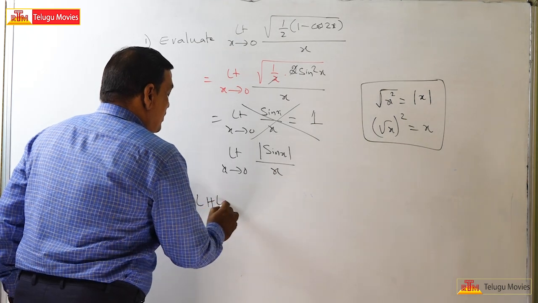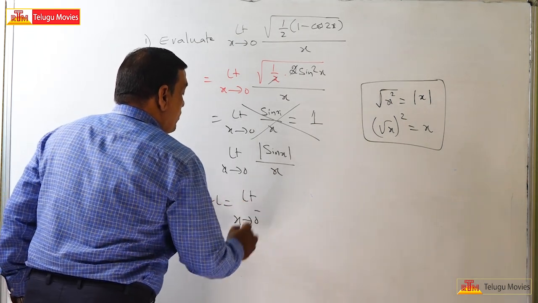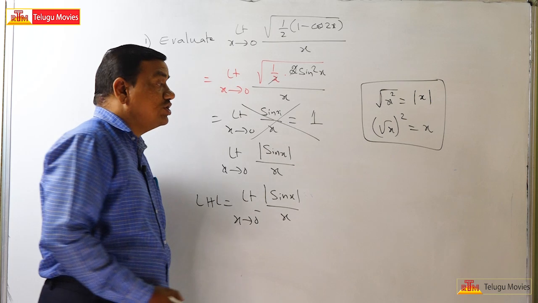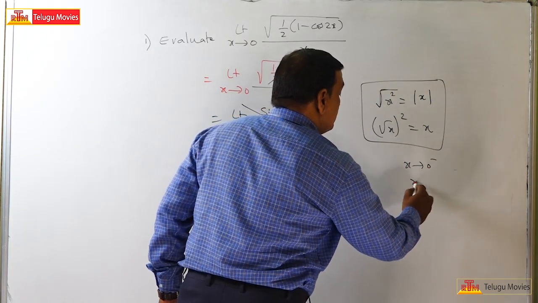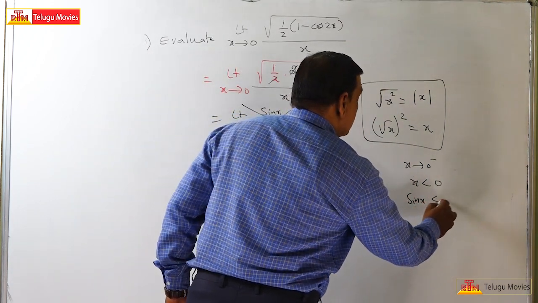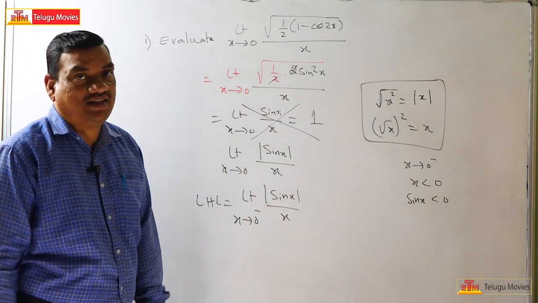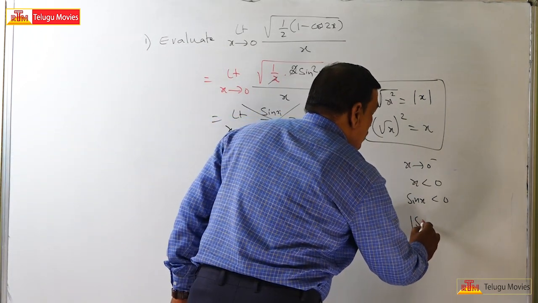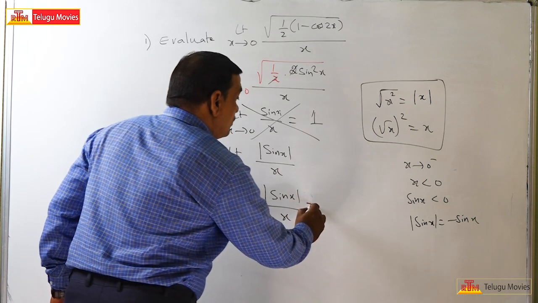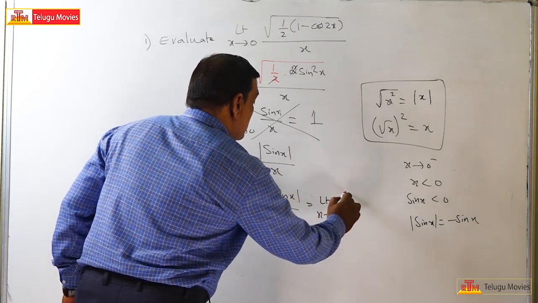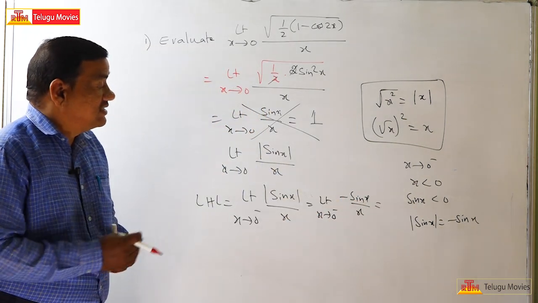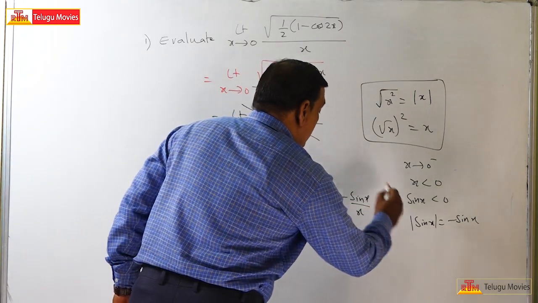First let us find the left hand limit: limit x tends to 0 minus of modulus of sin x by x. As x approaches 0 from the left, x is less than 0. When x is less than 0, sin x is also less than 0, because sin of minus theta is minus sin theta. When sin x is negative, modulus of sin x is equal to minus sin x. Understand this? So this is limit x tends to 0 minus of minus sin x by x. Therefore, limit of sin x by x is 1, so the value is minus 1.